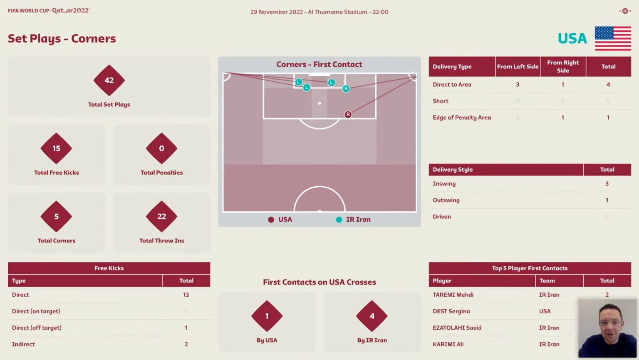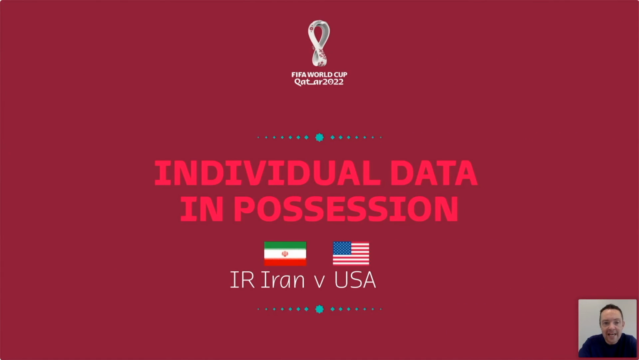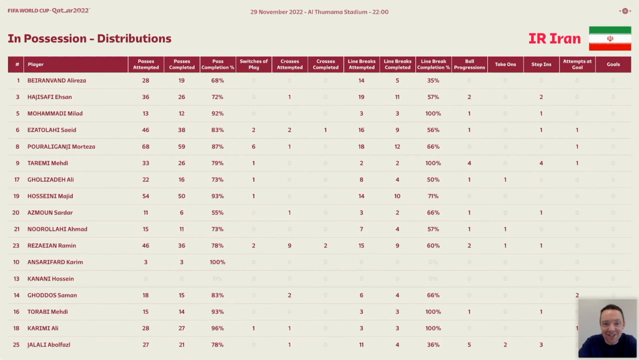You can see here the US, 42 total set plays, and you can see those direct into the area, 3 from the left, 1 from the right, and 1 from the edge of the penalty area as well. Again, it just breaks it down, just gives you that overview of what your set piece distribution looked like. Individual data in possession, phenomenal.